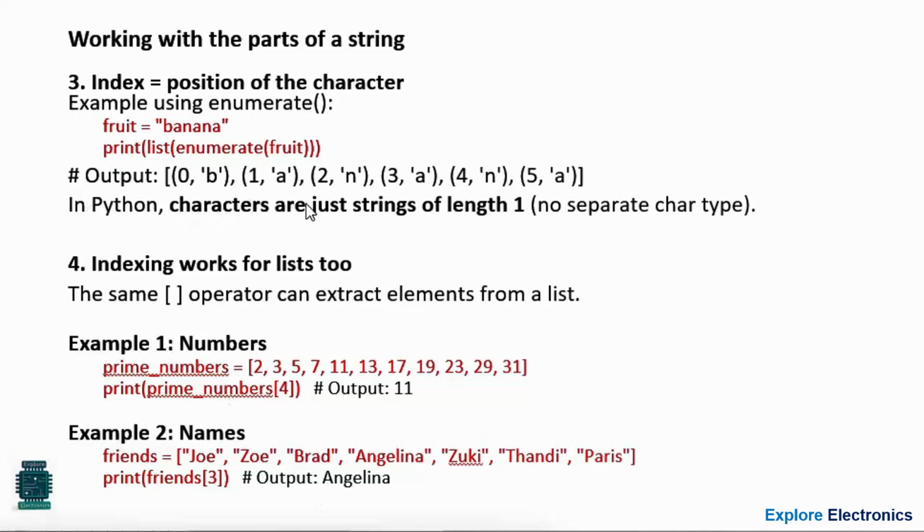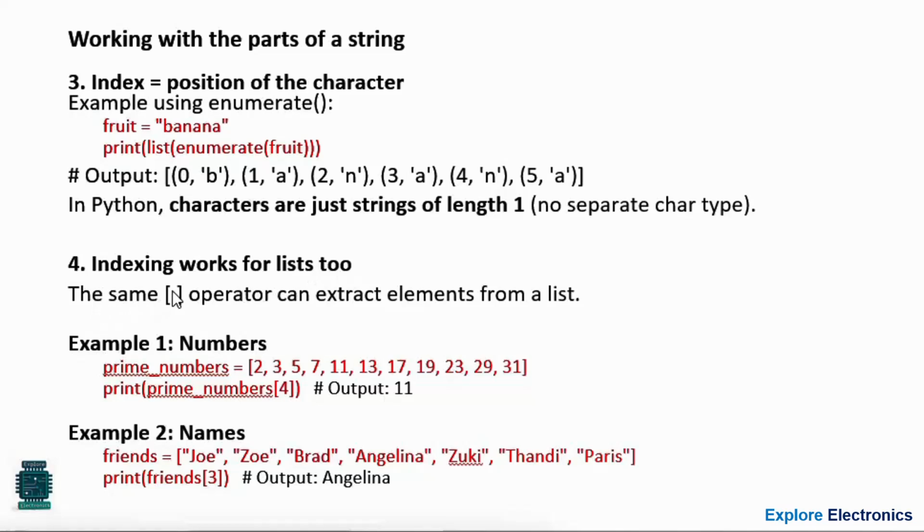In Python, characters are just strings of length 1. No separate character type. In Python, there is no character data type. We use the length, that is one length. The length is 1 means that it is a character from that string. Got it? There is no character data type in Python. And indexing works for lists also.